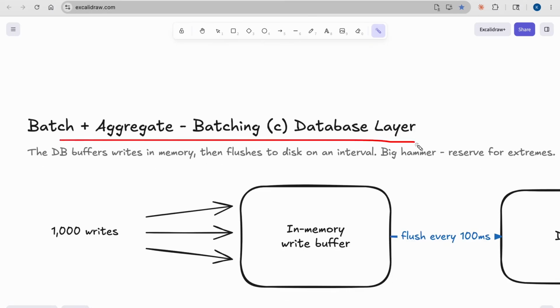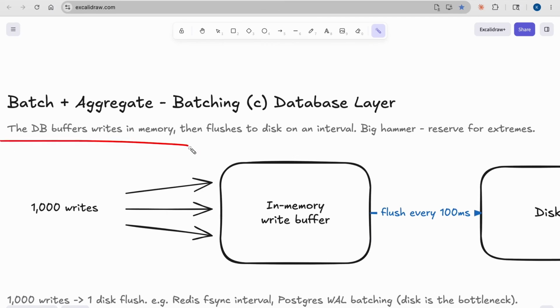Now let's take a look at the database layer. Most databases have configurable options for how often the writes are flushed to disk. As an example, let's take Redis. The default configuration is that it will flush writes to disk every 100 milliseconds. That means, let's say if we have 1000 writes in a single batch, we only write to disk 100 milliseconds after the last write.